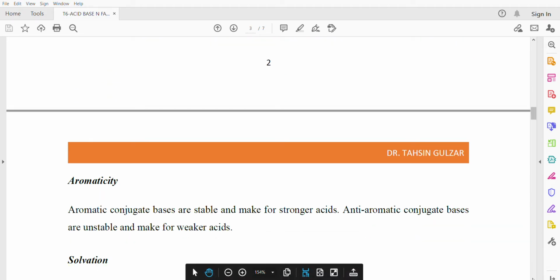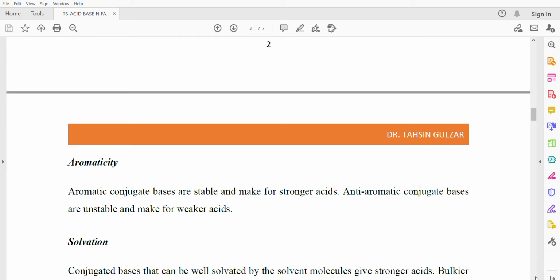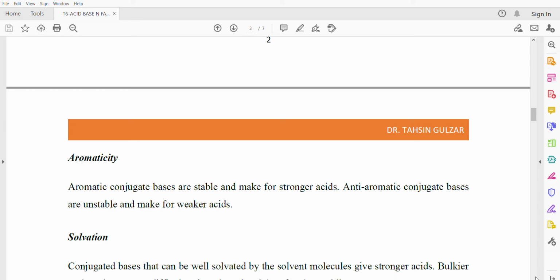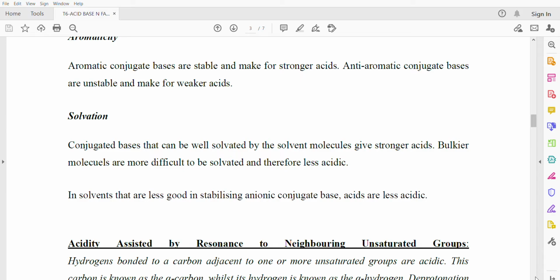Then the next factor is aromaticity. Aromatic conjugate bases are stable and make for stronger acids. I hope you know anti-aromatic and non-aromatic systems, but anywhere aromaticity is retained will be stable. And solvation, I have told you about it in detail.